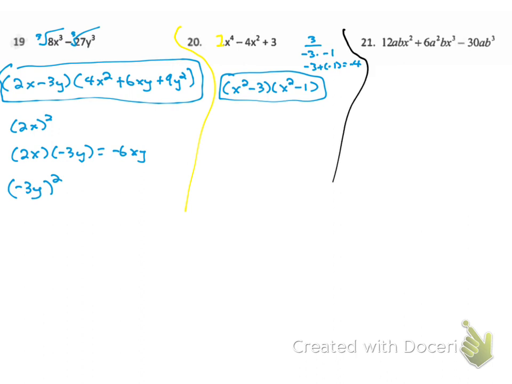And then last, this is just a straight GCF problem. So our GCF would be 6ab. So that would be 2x squared plus ax cubed minus 5b squared. Okay?